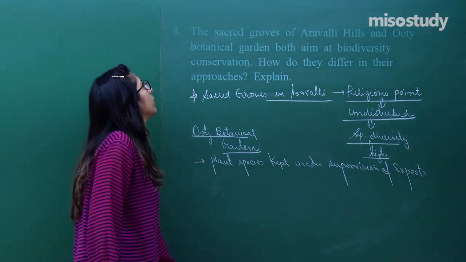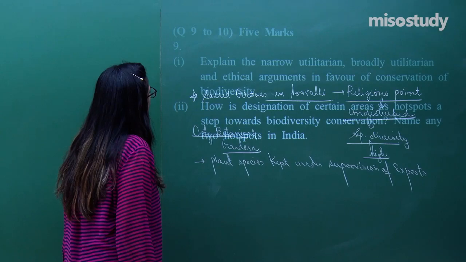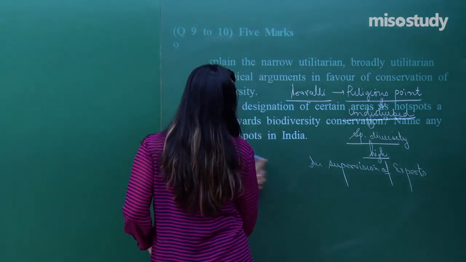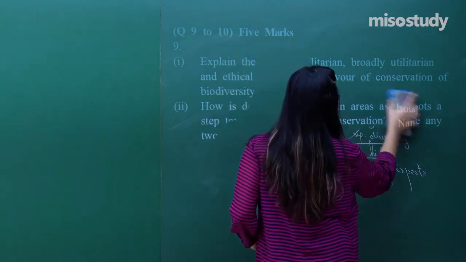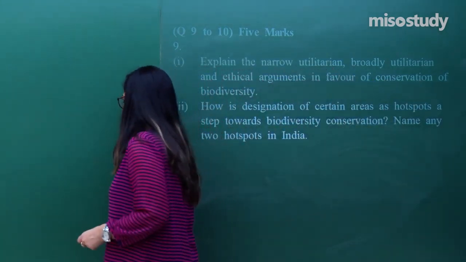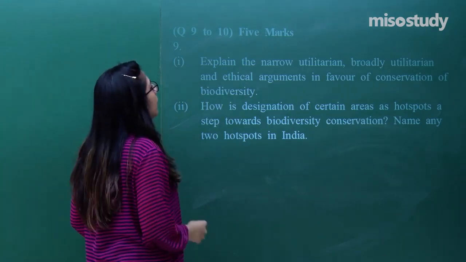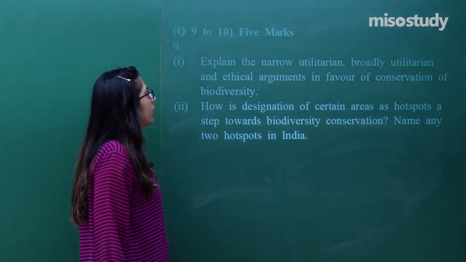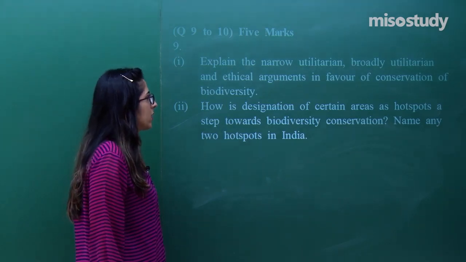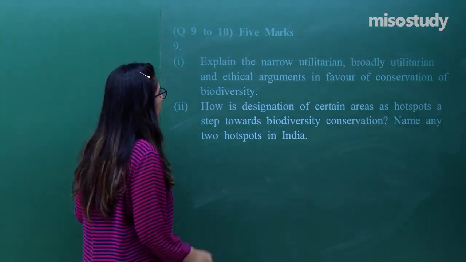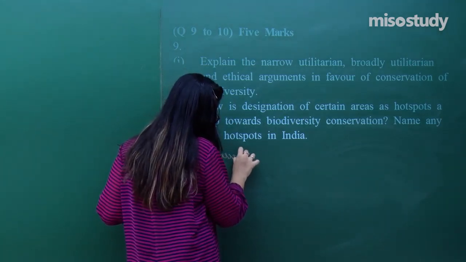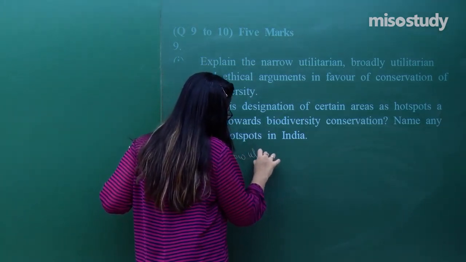Let's move on to the next question, question number 9. Explain the narrow utilitarian and the broadly utilitarian and ethical arguments in favor of conservation of biodiversity. So this is 5 marks. So narrow utilitarian.